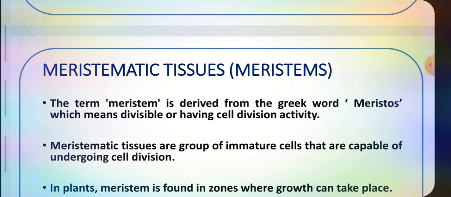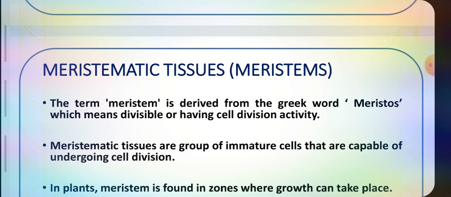Meristem is derived from the Greek language. In Greek, meristem comes from meristos. What do you mean by meristos? Divisible. It has the capacity to divide, again divide, redivide. Its only function is dividing. The cells will go on dividing and producing new cells. That is called meristem.